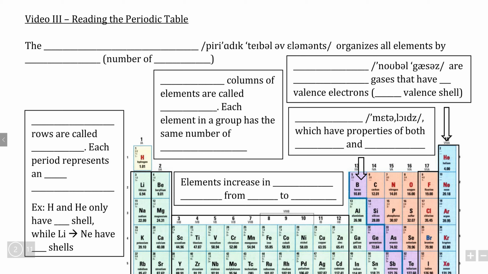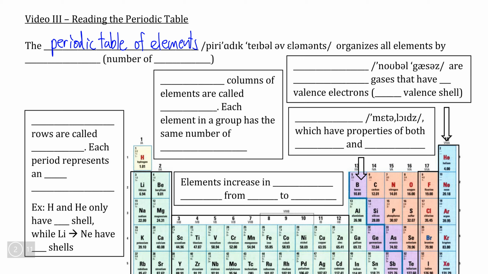Now that you've learned how to find information about individual elements, it's time to look at the whole periodic table of the elements in order to see larger patterns that can only be seen if we look at all of the elements on the periodic table as a whole.